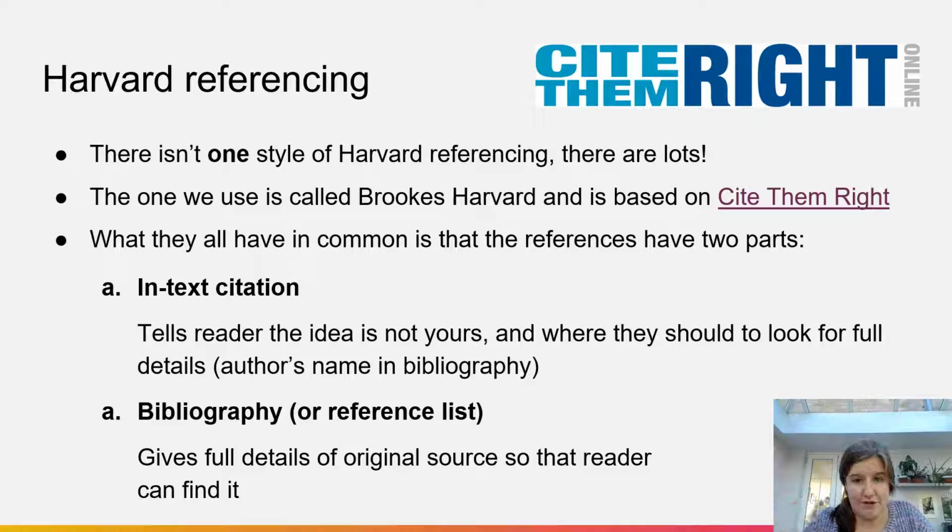So then they might go to your reference list or your bibliography, which gives all the details of that source so that someone can find it. So the clever bit about that is that your reference list will be organised alphabetically by author. And so the author that you mention in the in-text citation, someone can just go to that letter of the alphabet in your reference list to very easily find the details of that source.